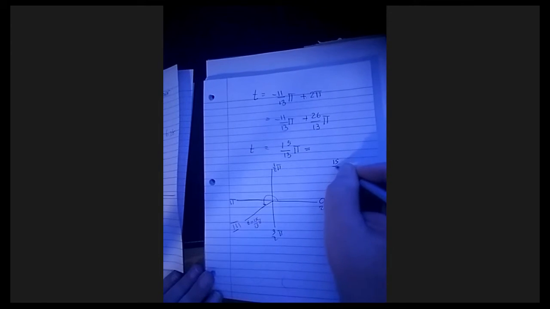Right, so this is the t, this is where 15/13 pi is. If you take 15/13 pi and you rewrite it as a rough decimal, just by going 15 divided by 13, you get about 1.15.